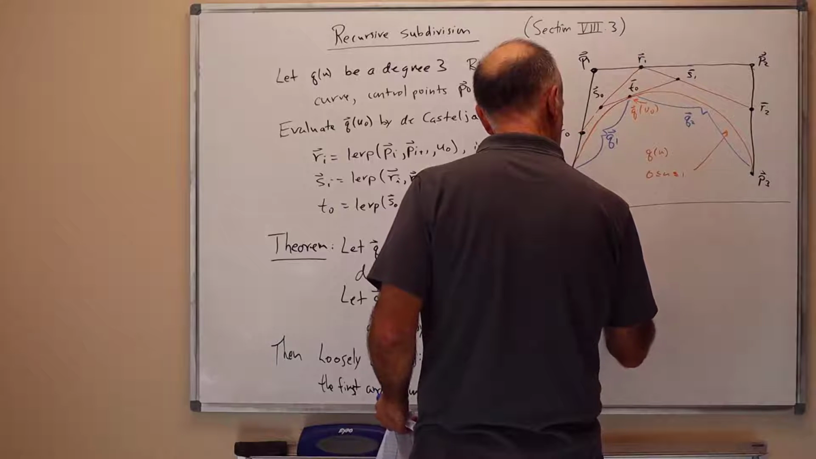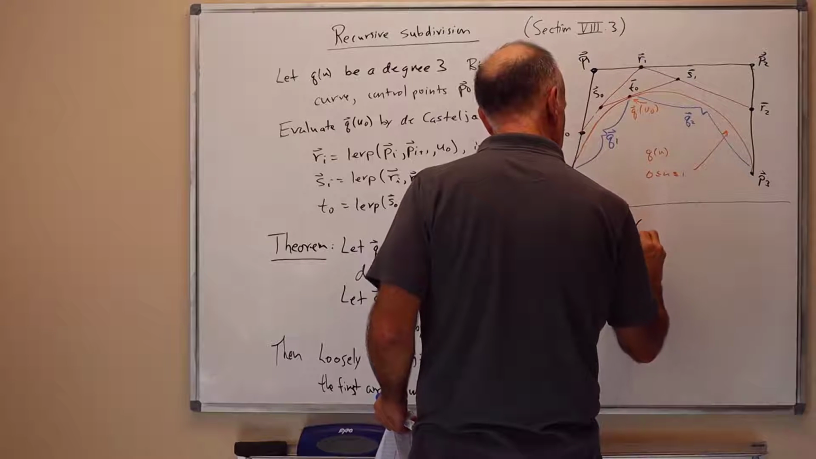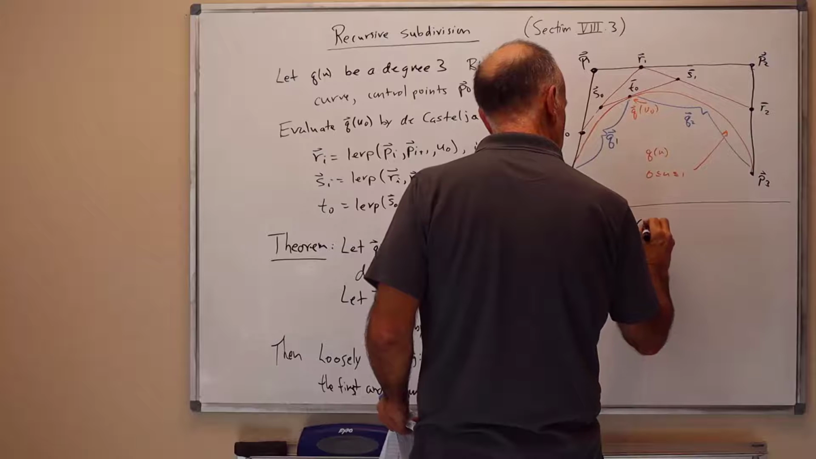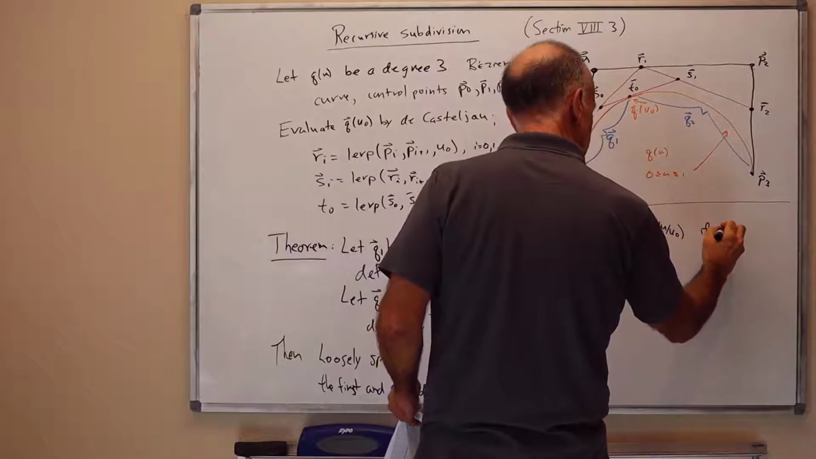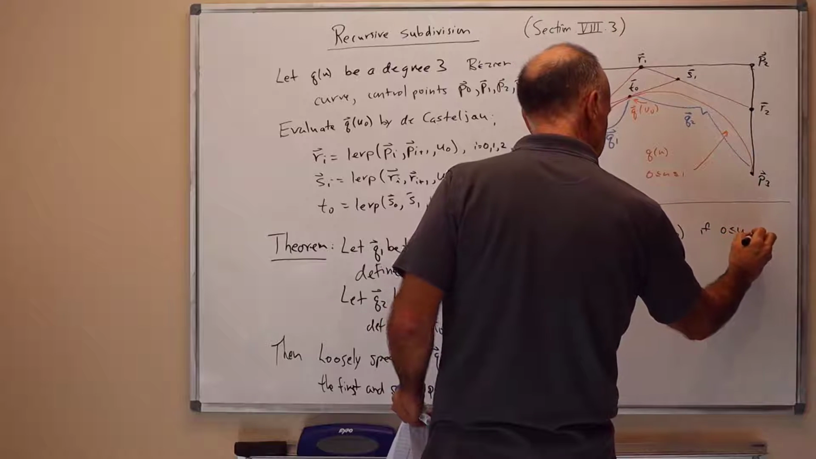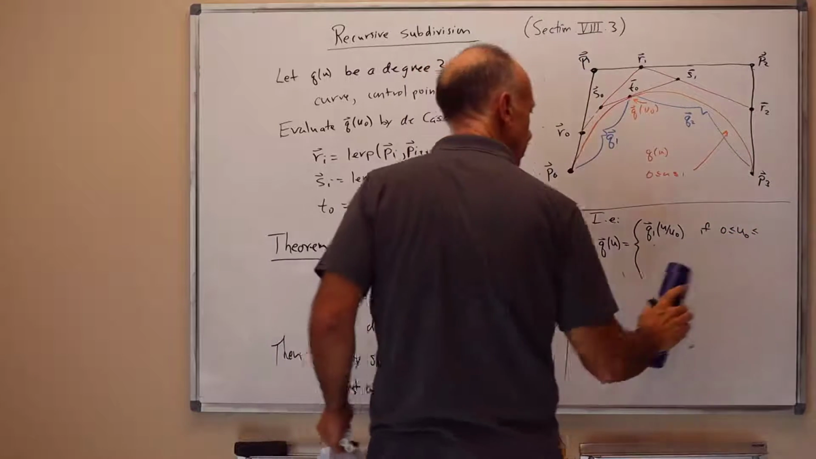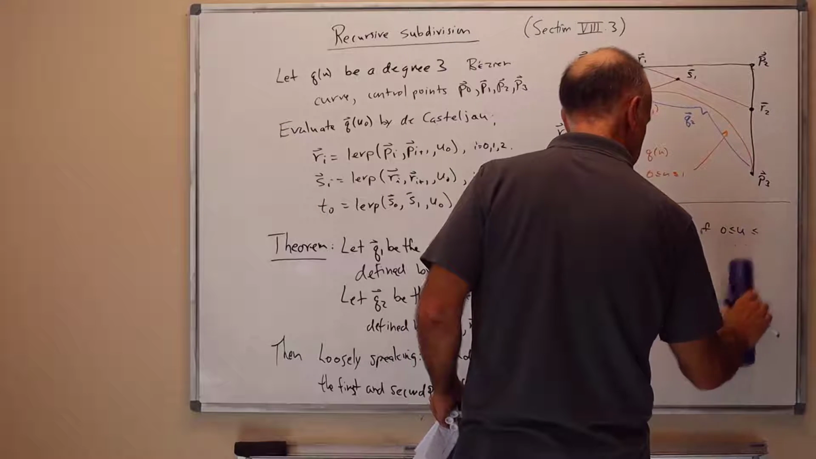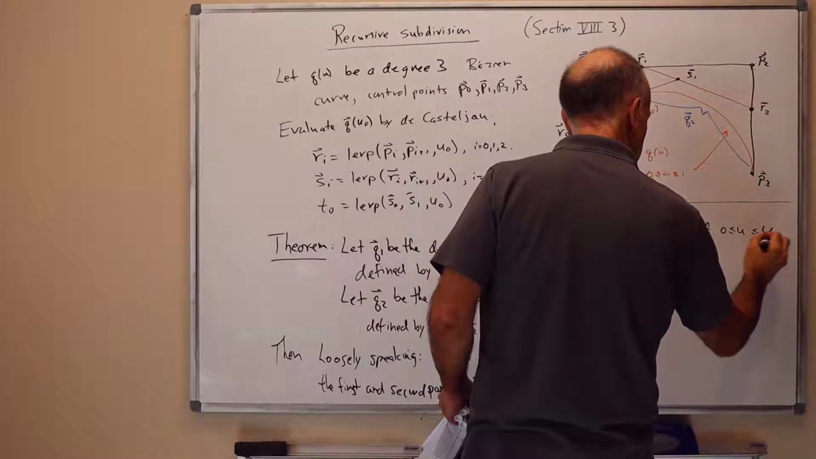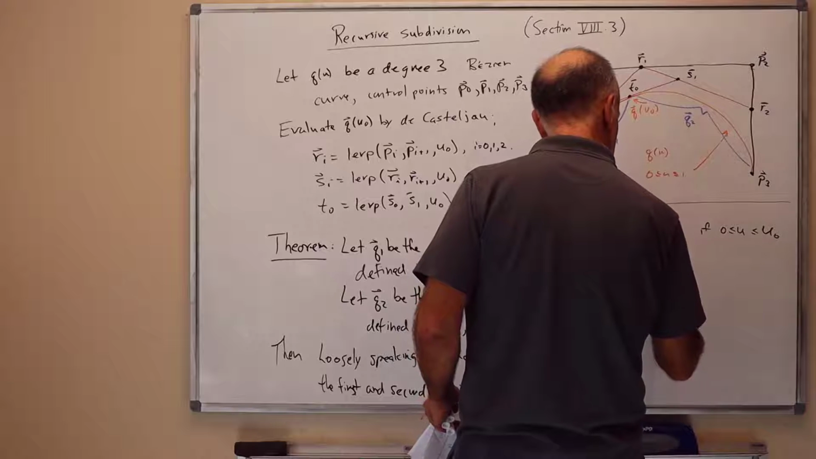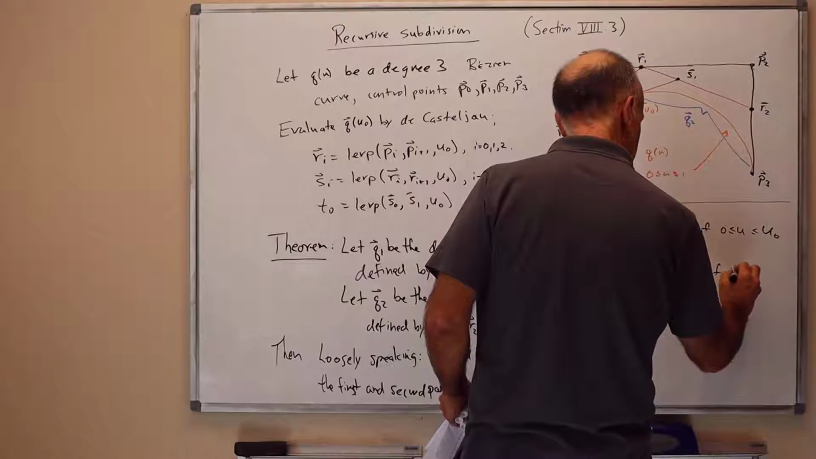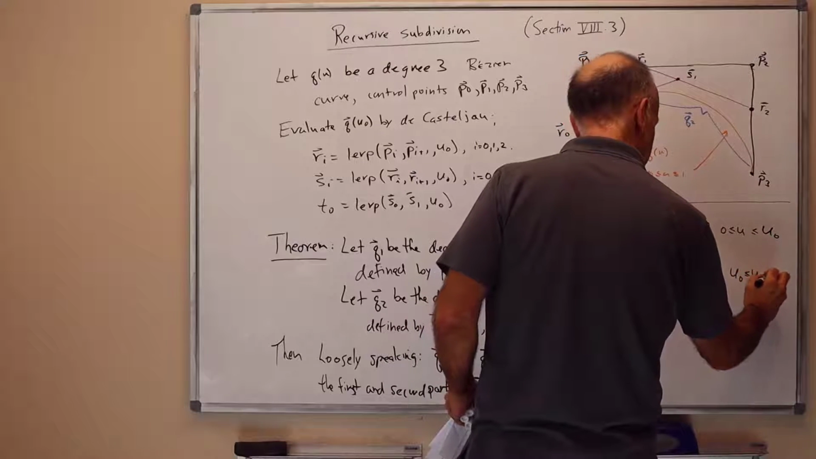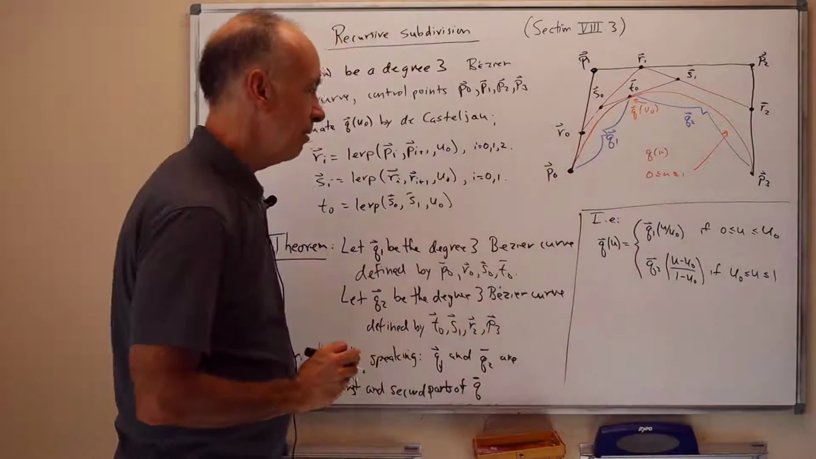Q of U is equal to Q1 of U over U0 if 0 is less than or equal to U is less than or equal to U0. And it's equal to Q2 of U minus U0 over 1 minus U0 if U0 is less than or equal to U is less than or equal to 1. So let's figure out what this means.